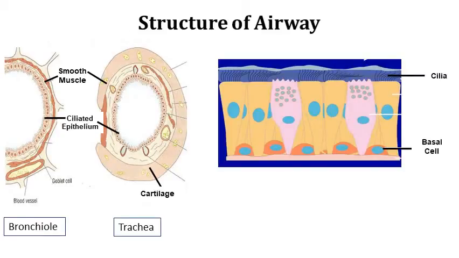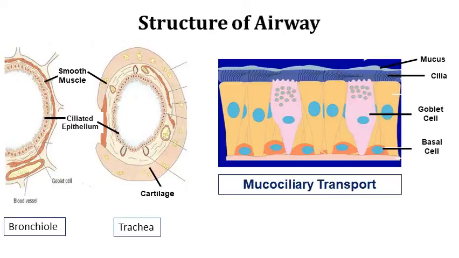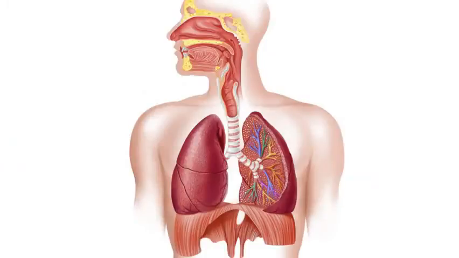The ciliated epithelial layer has hair-like projections which are beating continuously in a sweeping motion. There is also a special presence of goblet cells which are responsible for the formation of a sticky liquid known as mucus. So mucus along with cilia helps in the clearance of the airway, and that's why it is known as mucociliary transport. Up till now we have seen the various roles of different parts of the respiratory system.